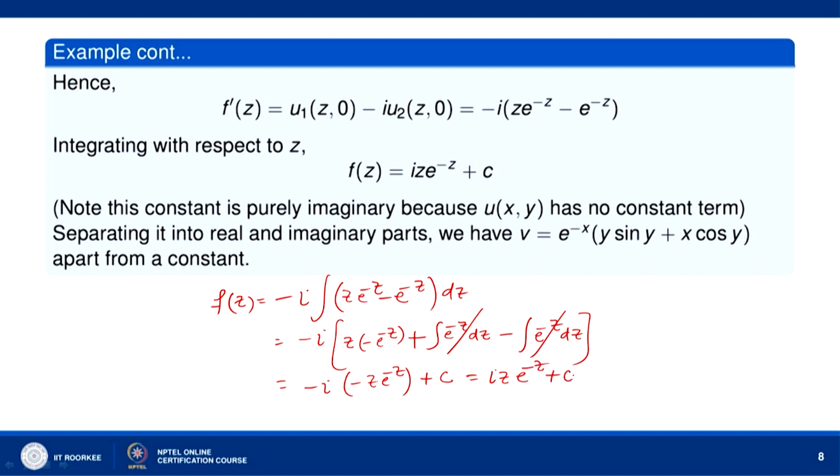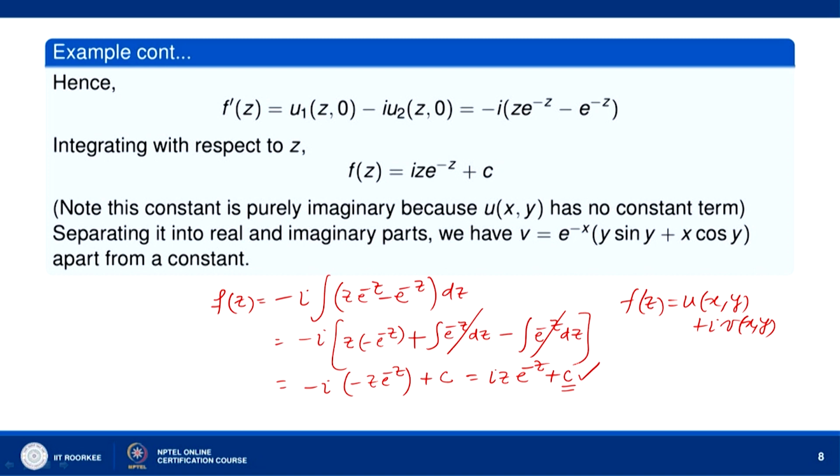Now let us look at the nature of this constant, whether it is real or it is complex or what. So, this constant is purely imaginary. Why? Because f z is u x y plus I v x y. So, this quantity must be equal to u x y plus I v x y. Now, this means that this constant c does not have a real part, because u x y does not have a constant term, okay, and therefore, this c is purely imaginary.